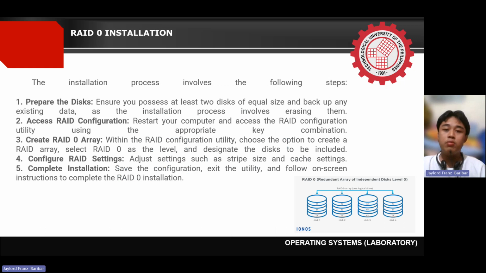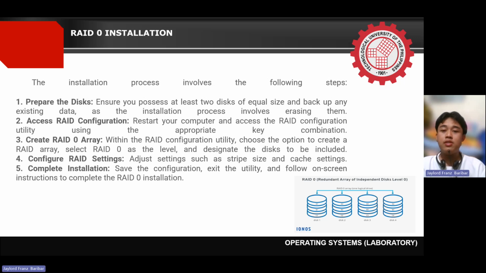Now, for the installation procedure of RAID 0, here is a rundown of the steps. Step 1 is to prepare the disks. Make sure you have at least two disks of the same size. Also, back up any data on them because the installation process will erase everything. Access RAID configuration for the second step. Restart your computer and get into the RAID configuration utility, which you usually do by pressing a specific key combination during startup.